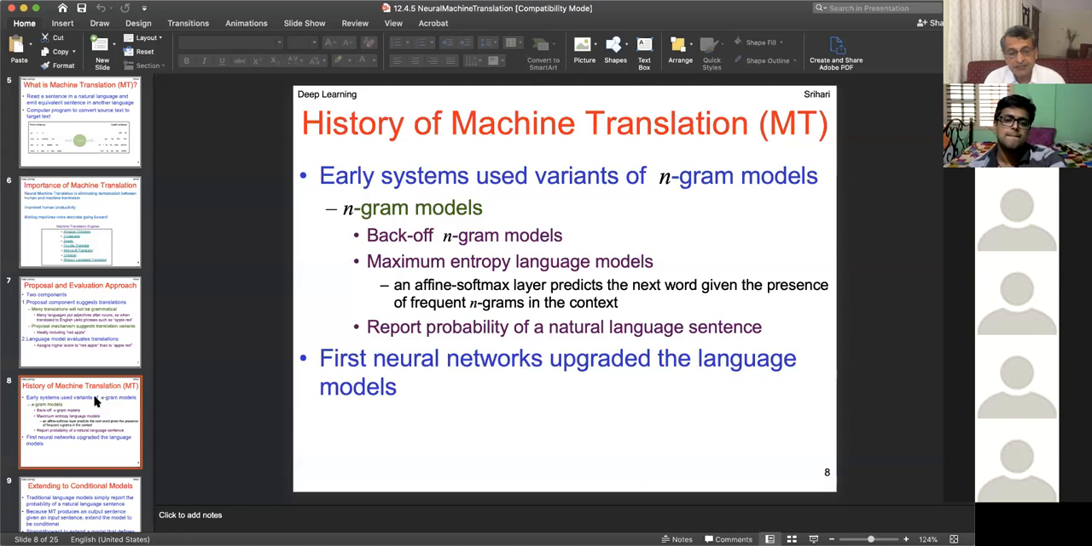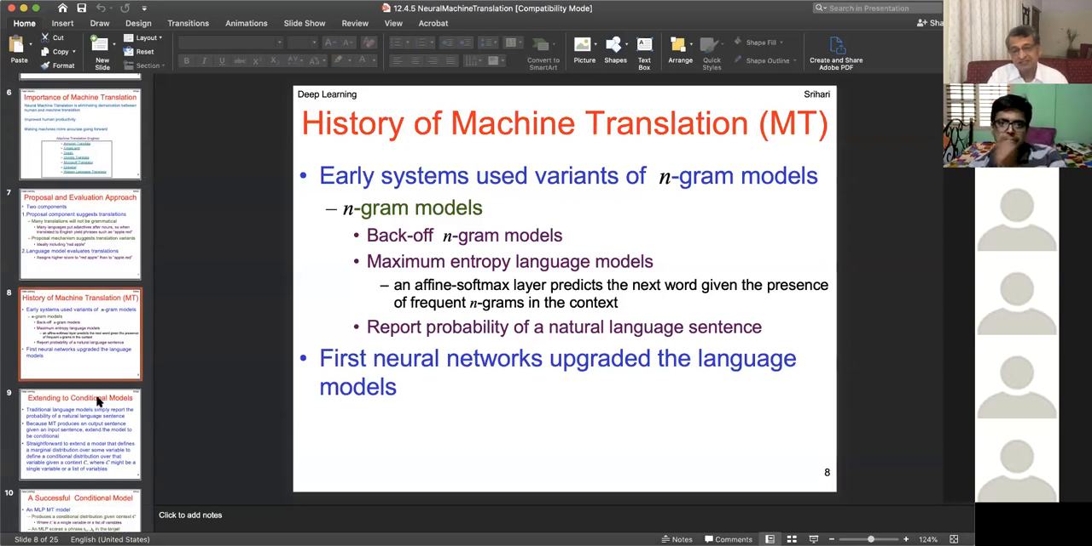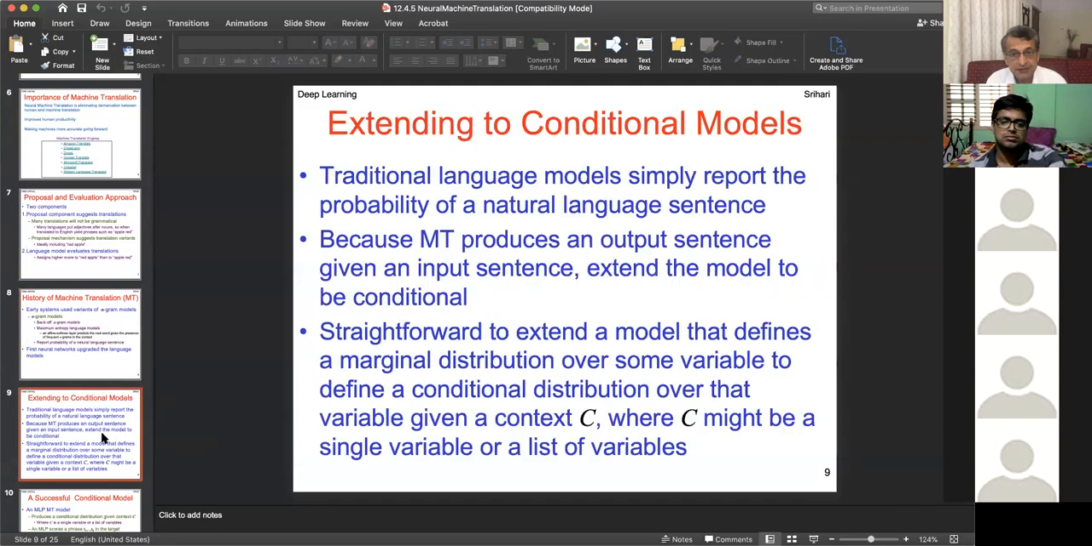Then neural networks came along with their popularity with embeddings and so on. The first neural networks upgraded the language models. They simply said, well, instead of calculating N-gram probabilities, let's have a neural network compute the probability. And so that was the first thing. But that wasn't really the best use of neural networks. And neural networks then went on to calculate conditional models.